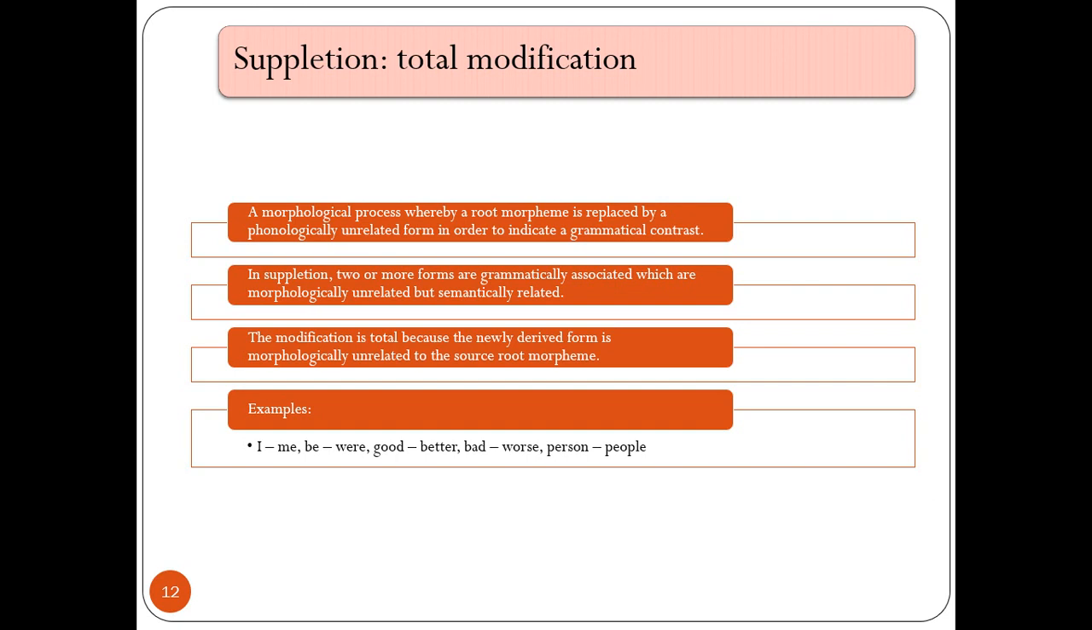And you can extend the same analogy to the rest of them, like be and was or were, and good and better, and bad and worse, and person and people. And with person and people, we have just P, E common, and that's it. But even this is not a very ideal example. The modification is total because the newly derived form is morphologically unrelated to the source root morpheme. So this is called suppletion, or total modification.